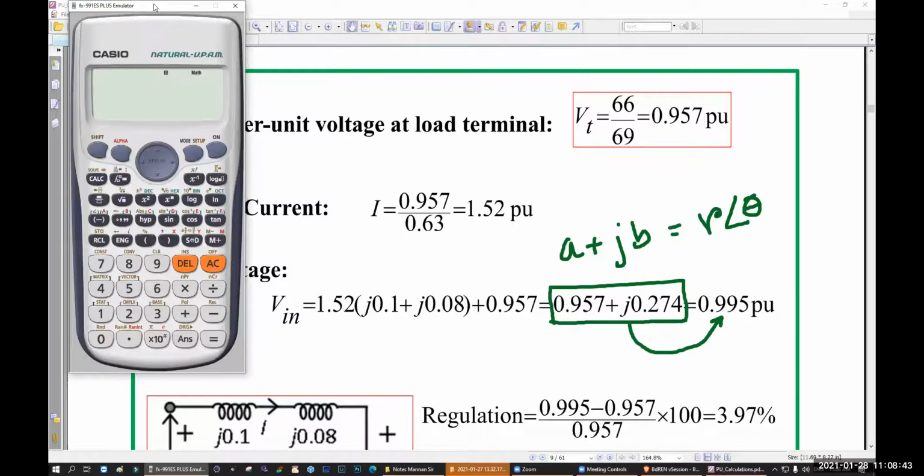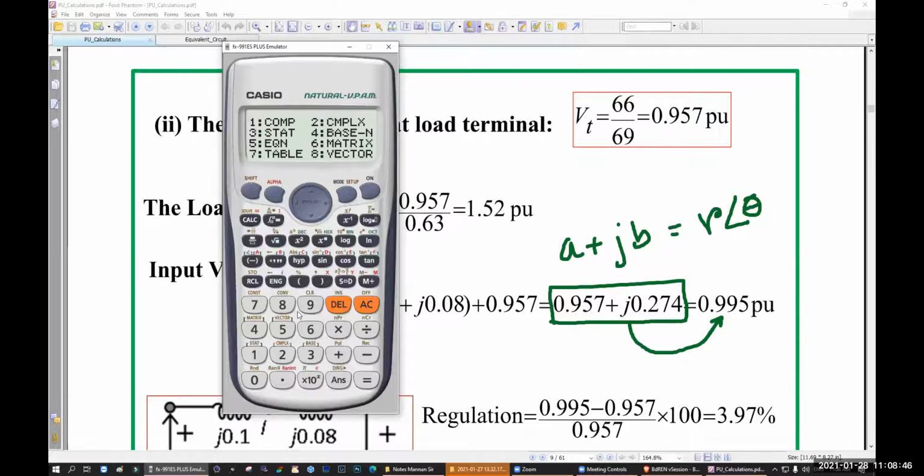I'm going to turn on my calculator and set the mode to complex. Then I'm going to write 0.957 plus 0.274, because you have to give the j later, right? Not first. This is your A plus jB. I want to convert this to polar form. Shift, complex. This is the polar form. Got it?